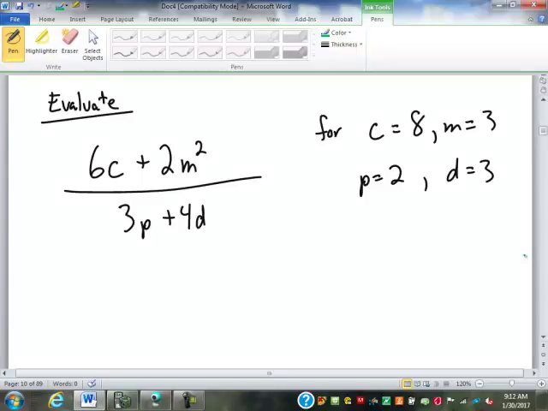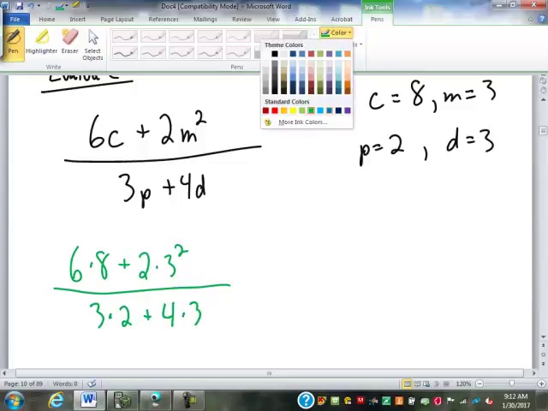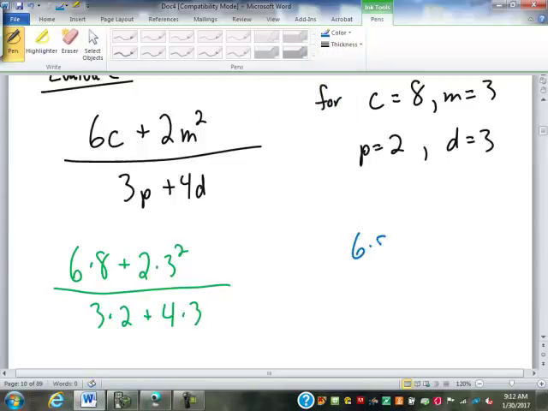Let's see how you're doing so far. So this is going to become 6 times 8 plus 2 times 3 squared over 3 times 2 plus 4 times 3. So now we have to do the top first. What's the first thing that needs to be done up there? The exponent. 3 squared is 9.